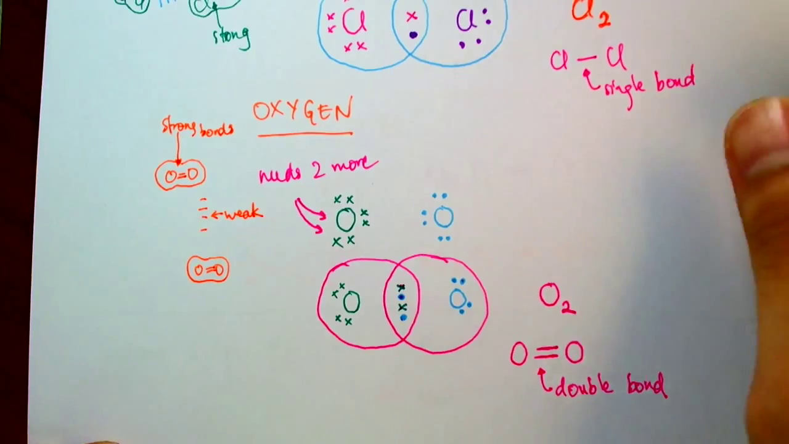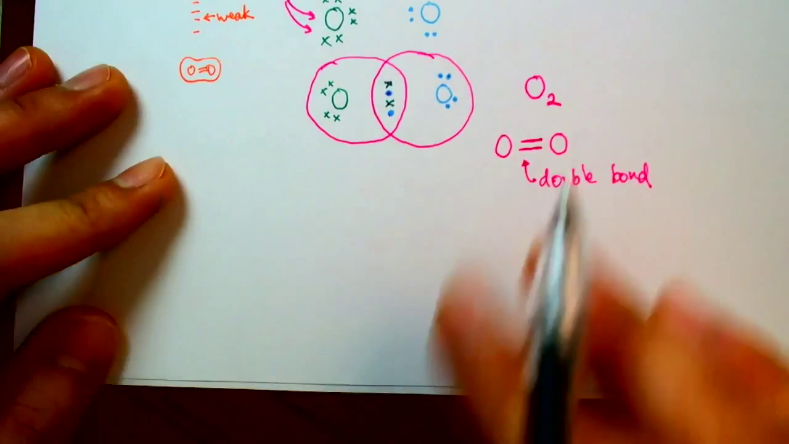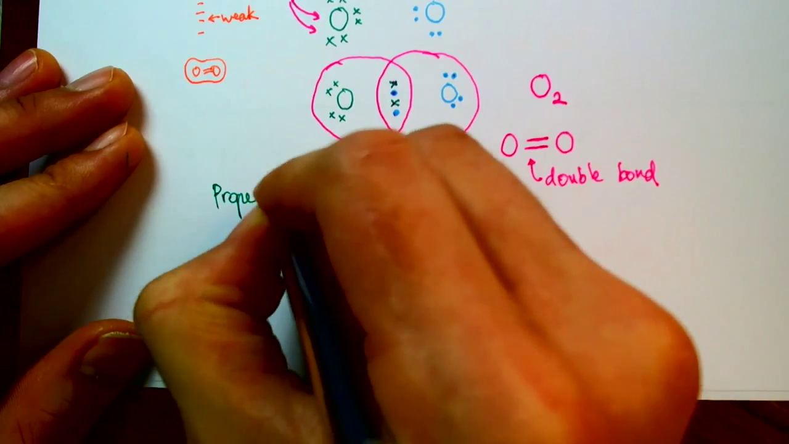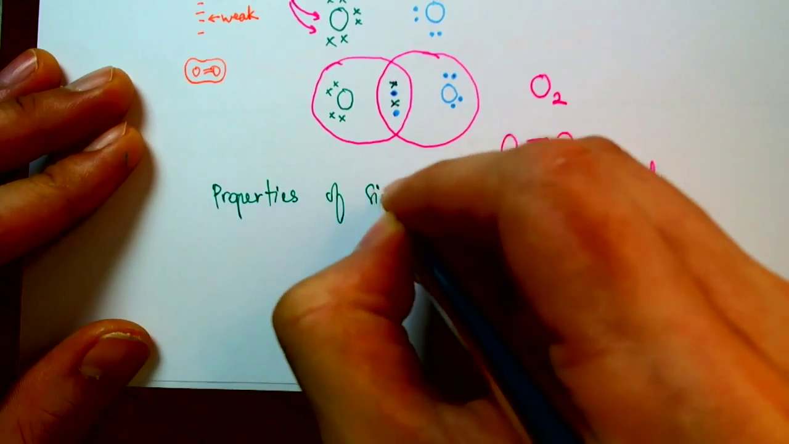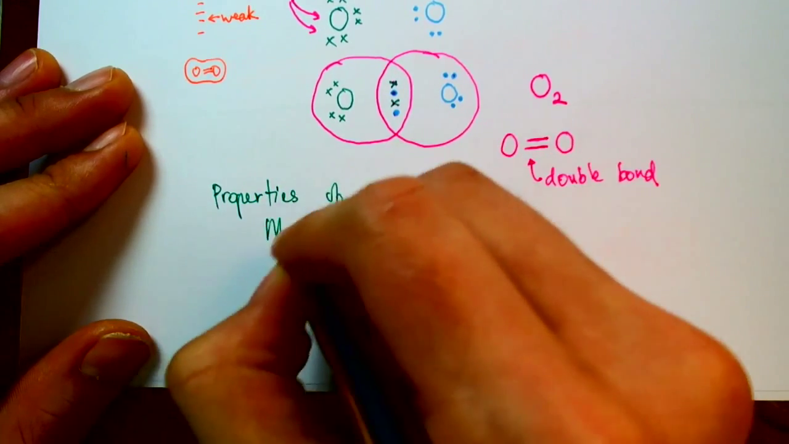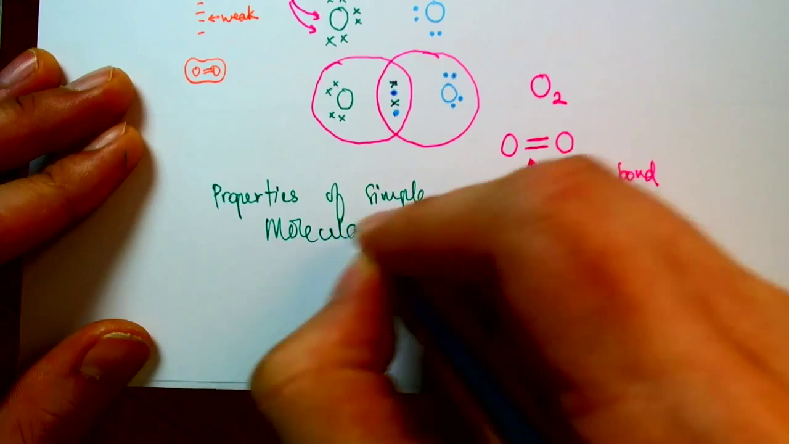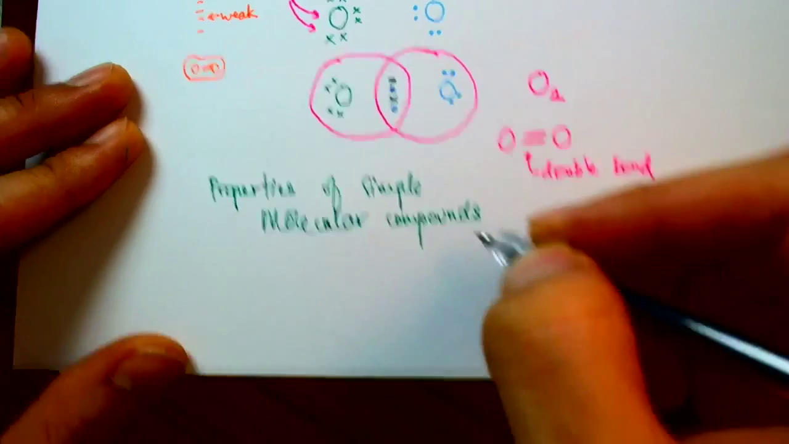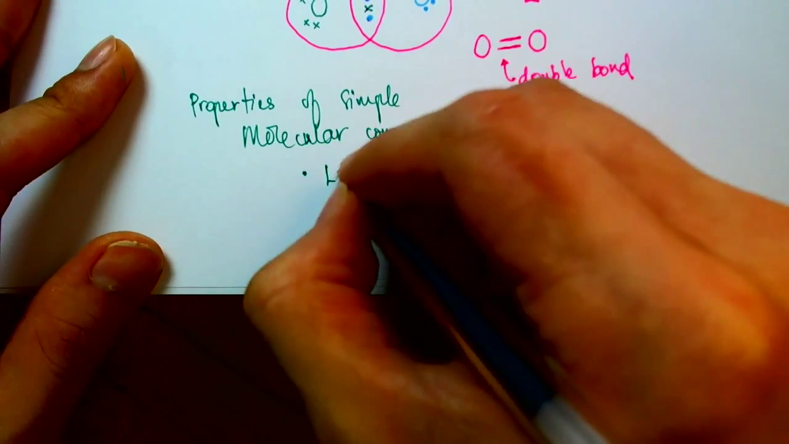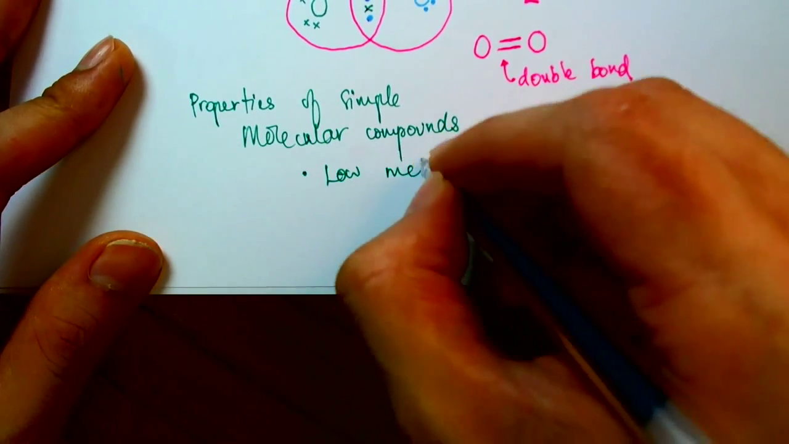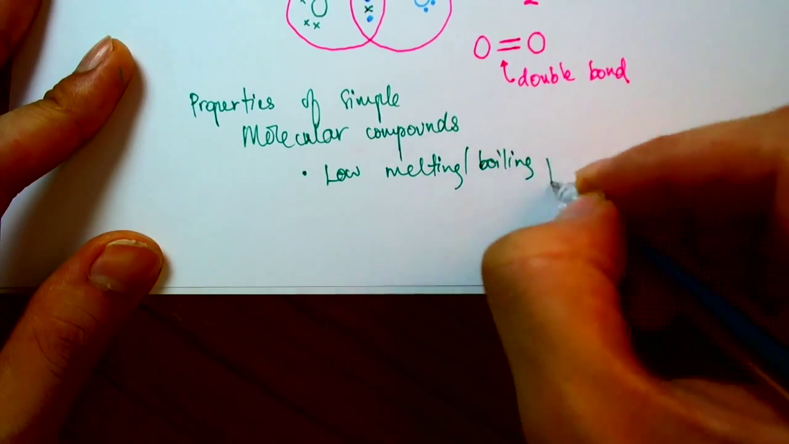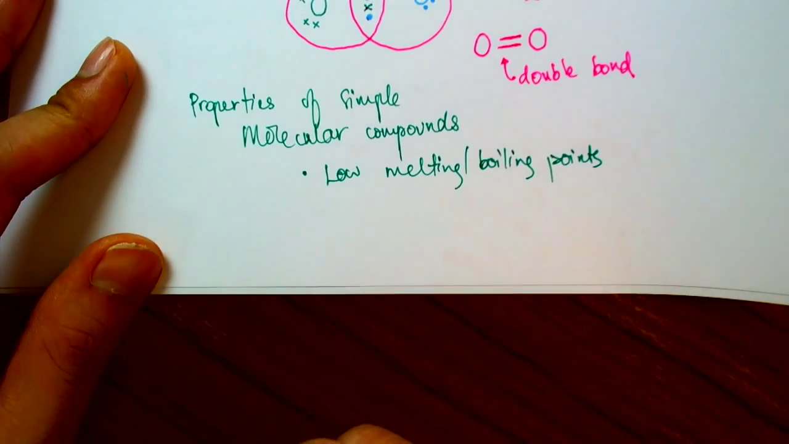So because of this structure, we can deduce several properties of simple molecular compounds. We can say that they have low melting and boiling points because of the weak attraction between the molecules.